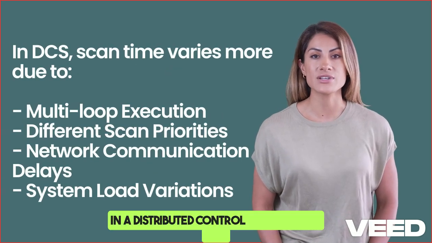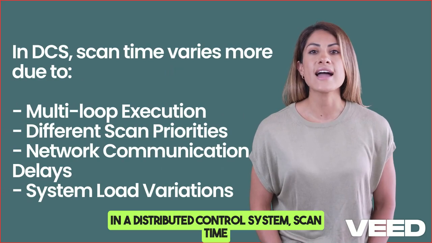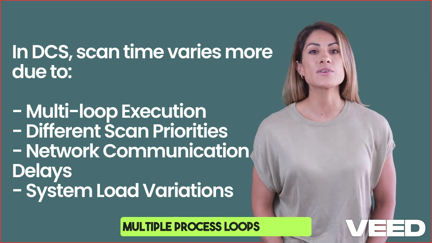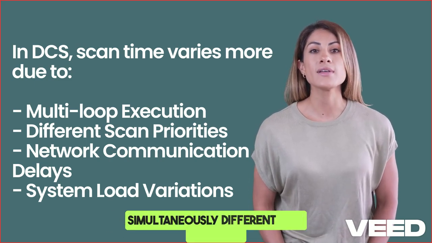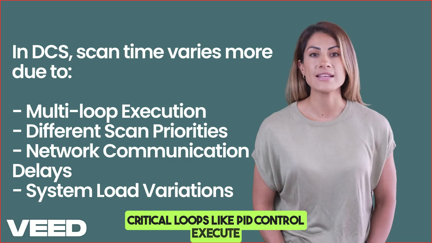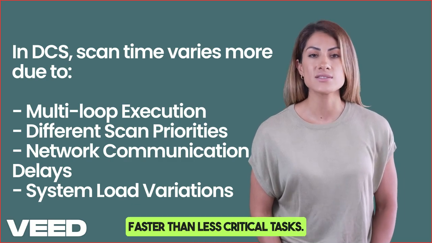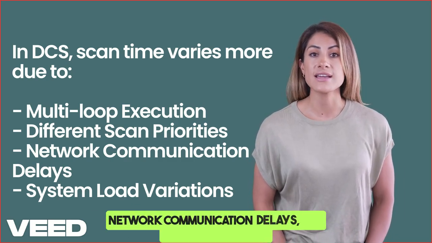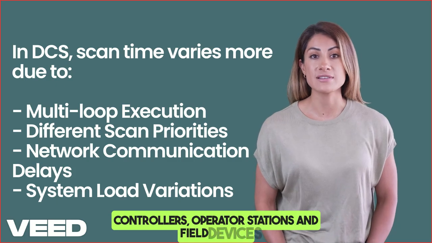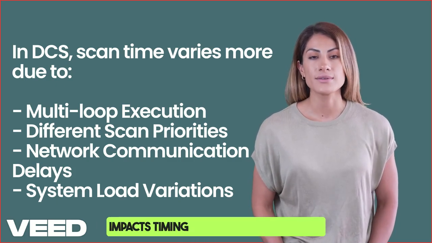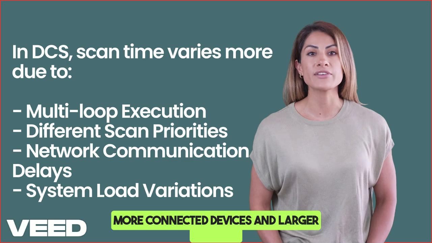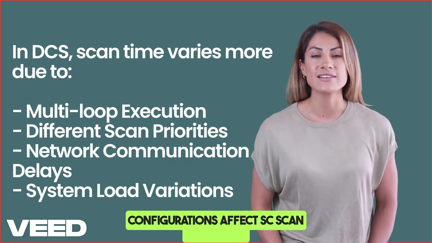In a distributed control system, DCS, scan time varies more due to multi-loop execution, multiple process loops running simultaneously. Different scan priorities: critical loops, like PID control, execute faster than less critical tasks. Network communication delays: data exchange between controllers, operator stations, and field devices impacts timing. System load variations: more connected devices and larger process configurations affect scan efficiency.